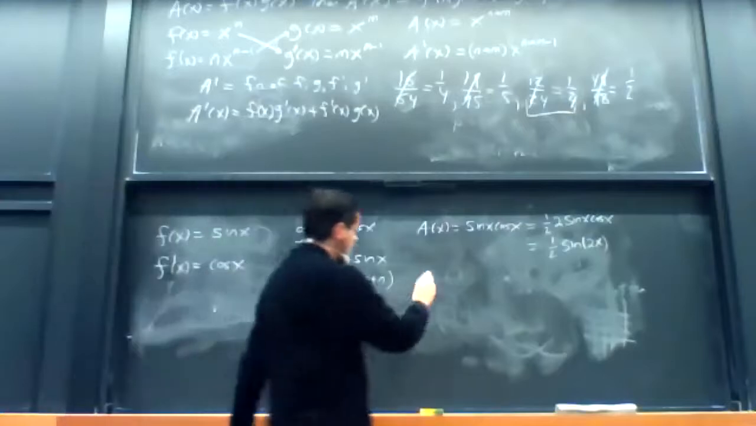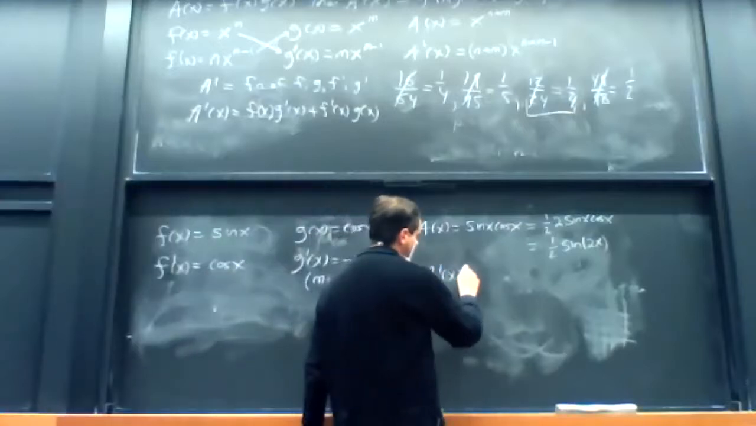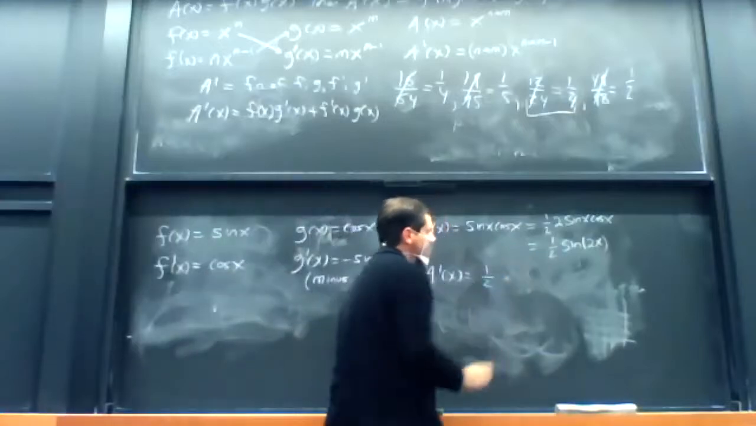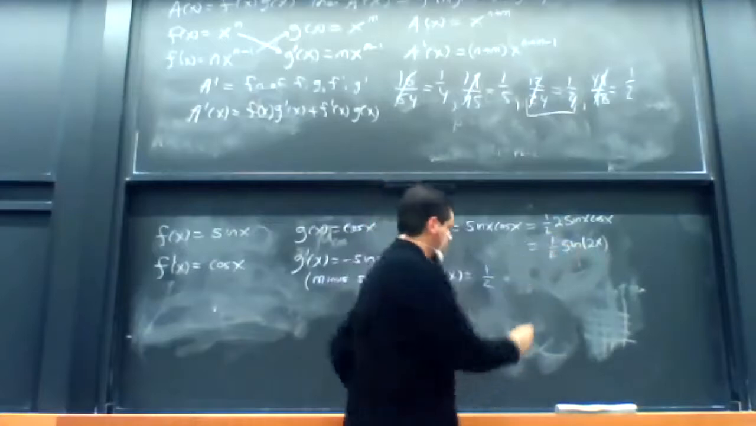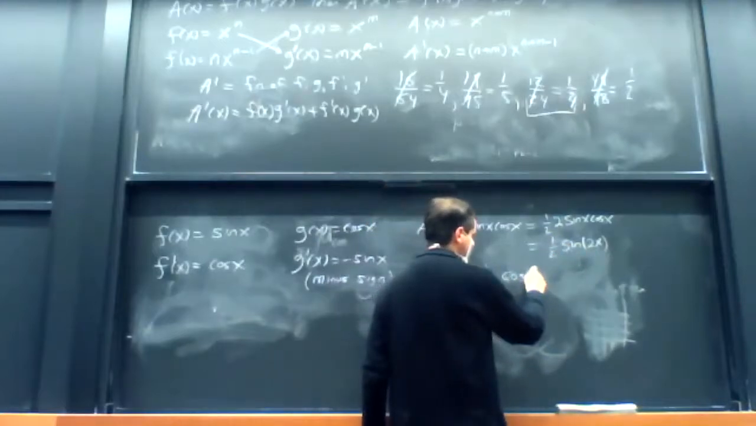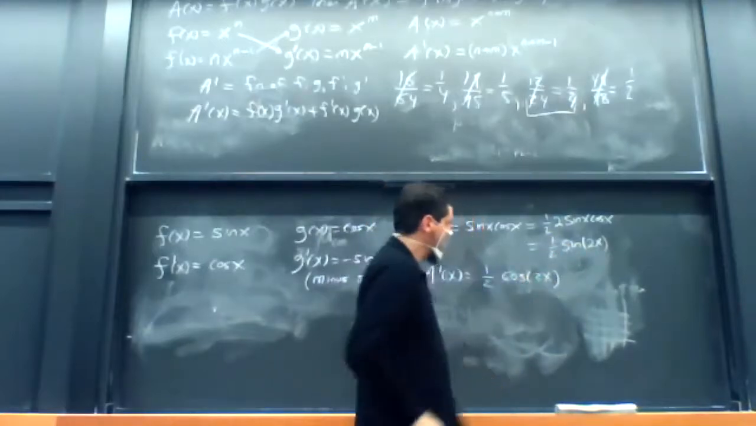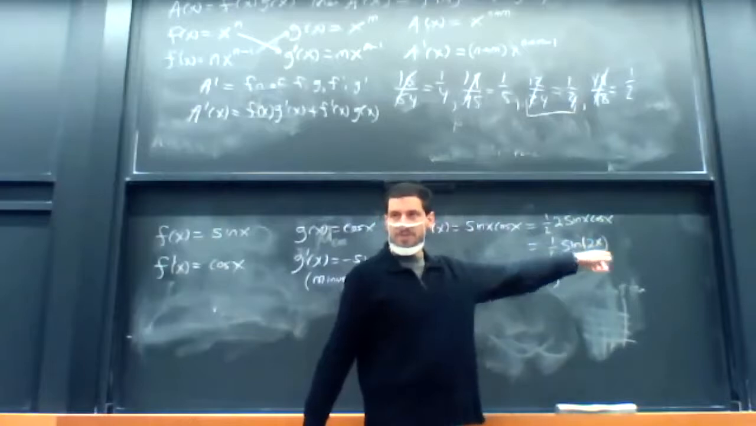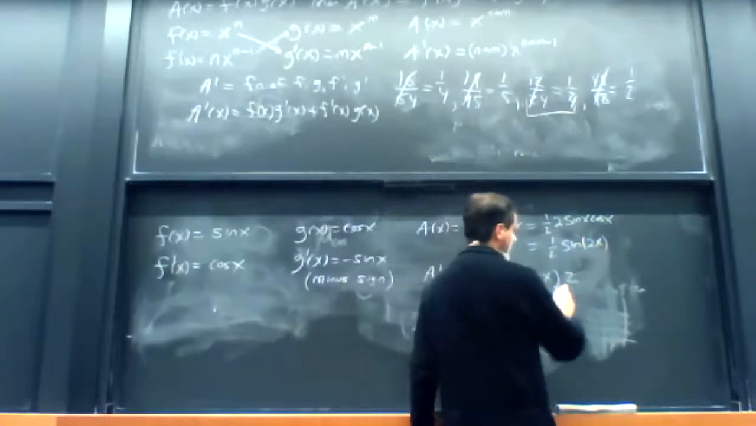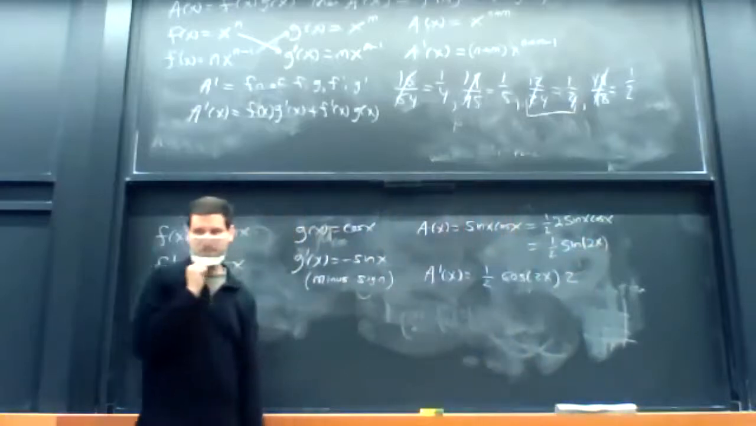What's the derivative of a? a prime of x is going to be 1/2. The derivative of sine is going to be cosine of 2x. And then we have the derivative of 2x, which is 2. And so we've used the chain rule.